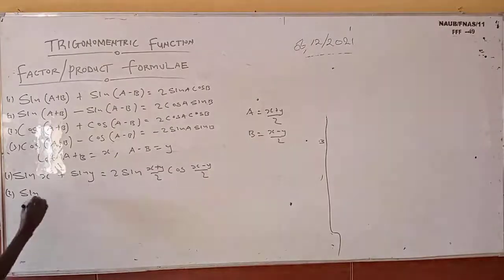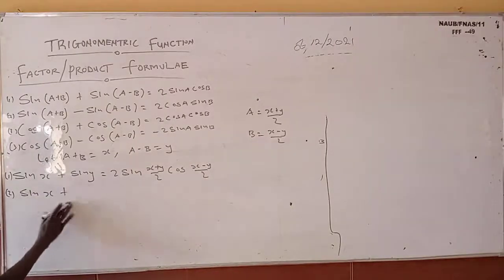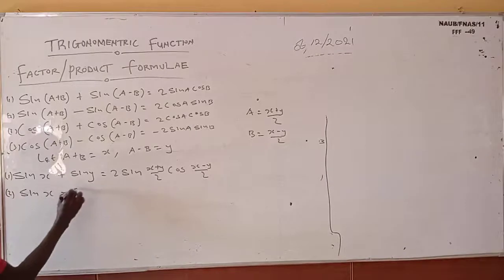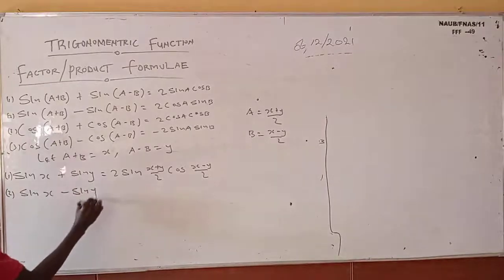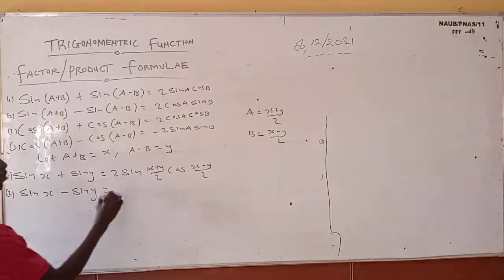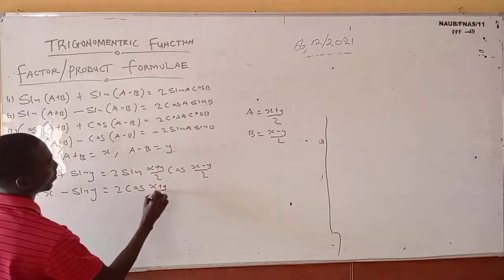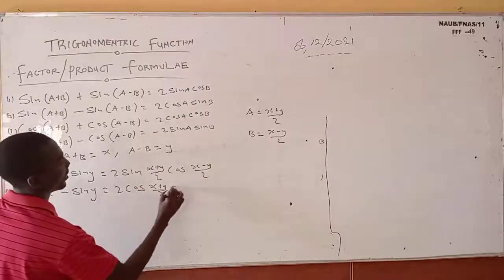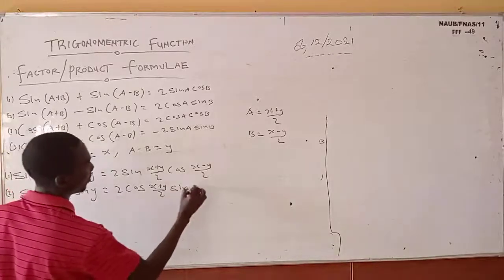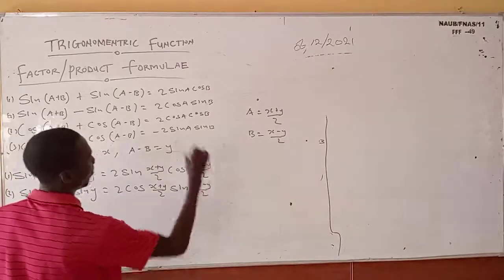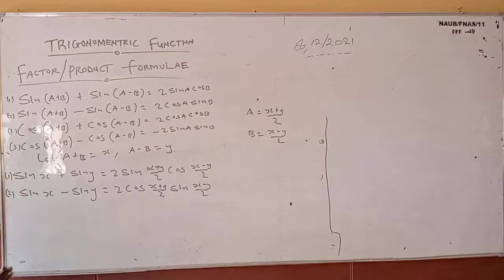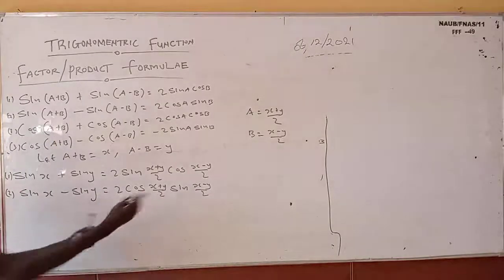So now, for number 2, we have sine a plus b, a plus b is s, minus sine a minus b is y. So sine s minus sine y is equal to 2 cos a, where a is s plus y over 2, sine b, which is s minus y over 2. Do you get that? So you don't need to count. Don't memorize all this. You can see the way I just bring it out.